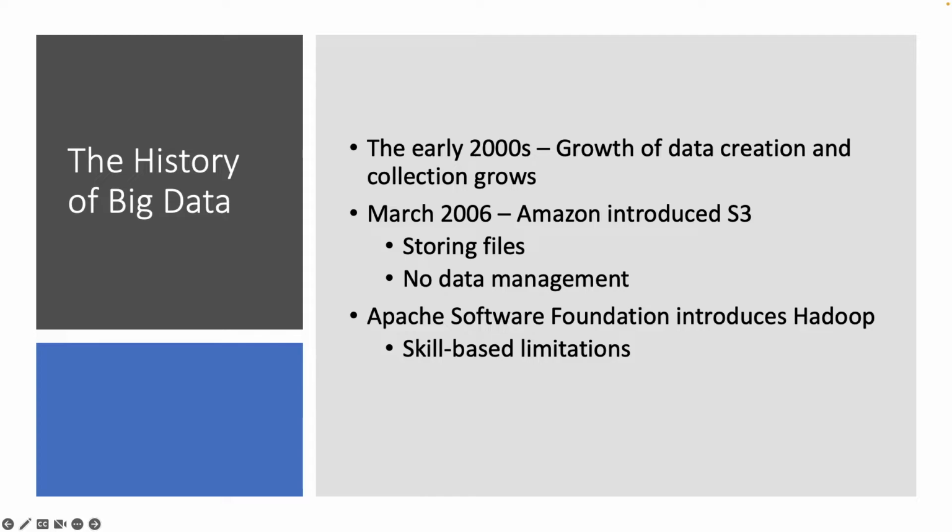As we began to expand and there was more of a need for data management, Apache Software came out with something that they called Hadoop, which was a platform to do just this, right? To store data and manage it. But there was a huge problem with Hadoop, which was the fact that it was very costly to use due to skill-based limitations. You really had to have employees that knew what they were doing, and they were not always easy to come by. So this is really where Snowflake came into play.